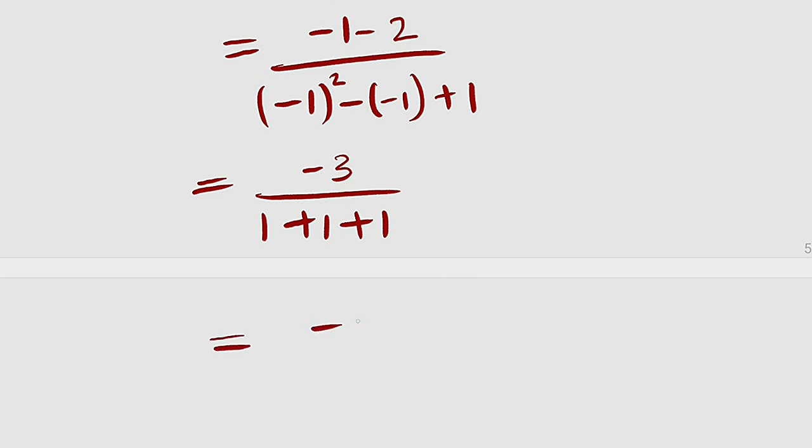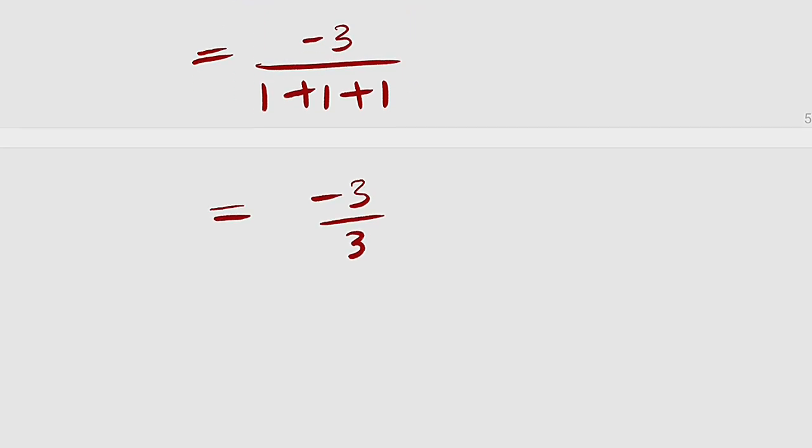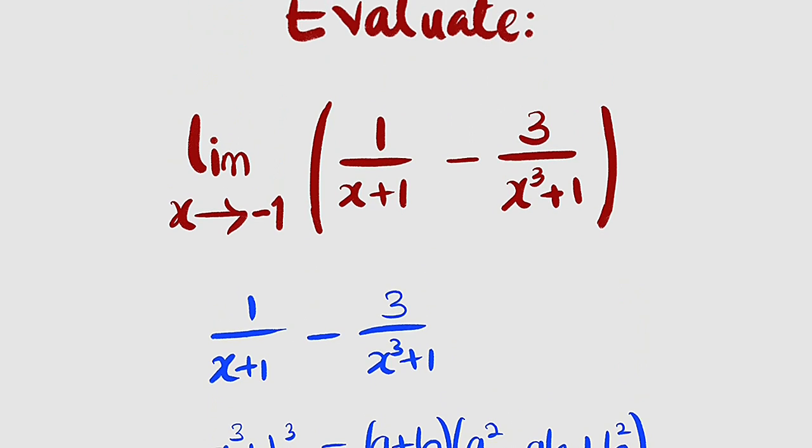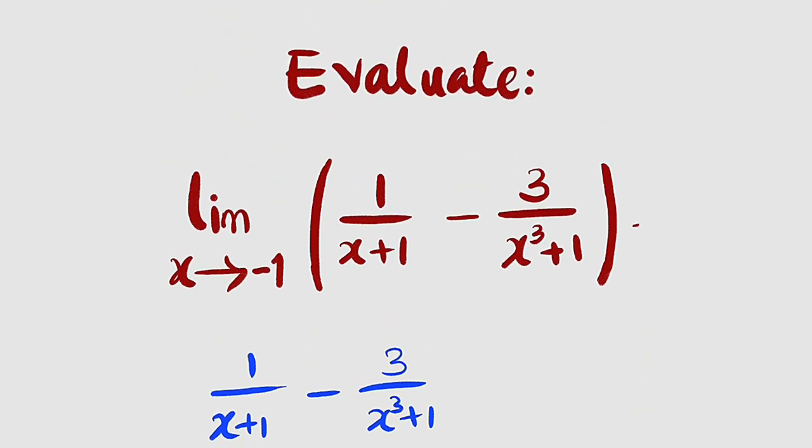So this is the same thing as negative 3 divided by positive 3. Negative 3 divided by positive 3 is equal to negative 1, which is our final answer. This implies that the whole of this limit, if we evaluate it, we are going to get negative 1.